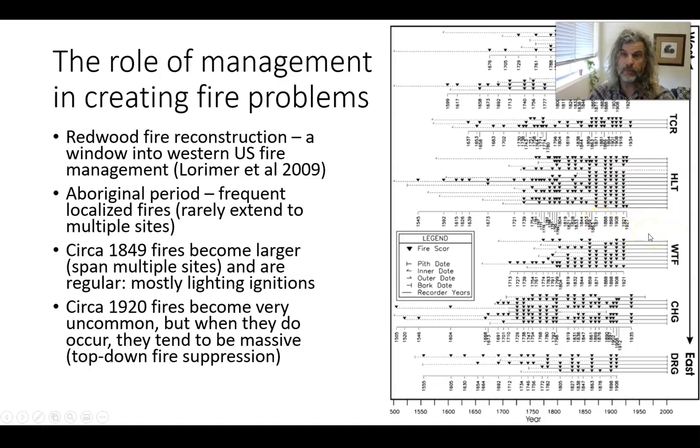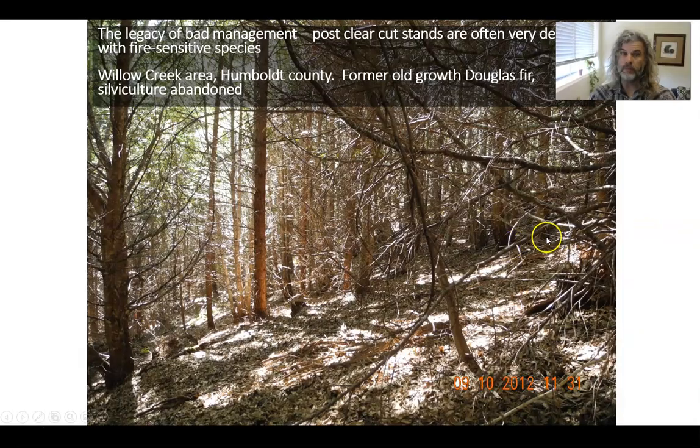Let's look at some examples of some of these problems. Here is an example from Humboldt County. This is near Willow Creek. This is a former old-growth Douglas fir plantation. It was poorly managed, it was abandoned, and it came back extremely dense. So what we've got here is both the toxic combination of fire suppression and a lack of management.